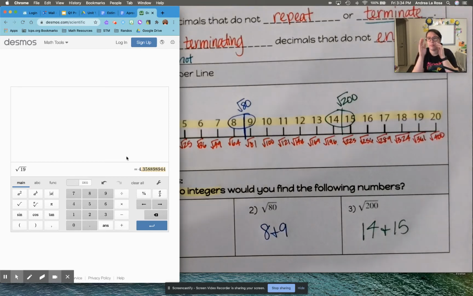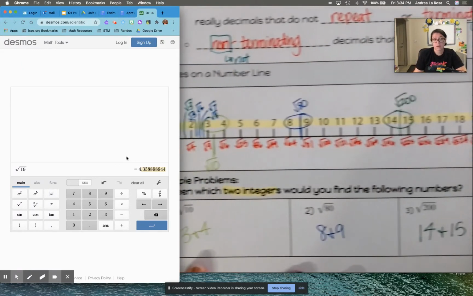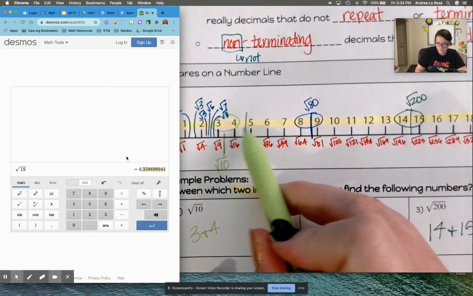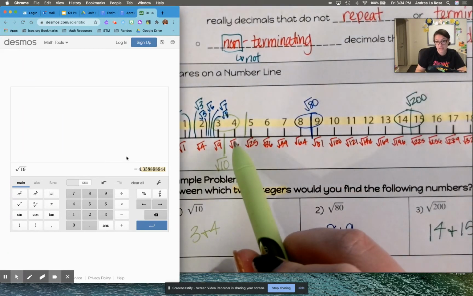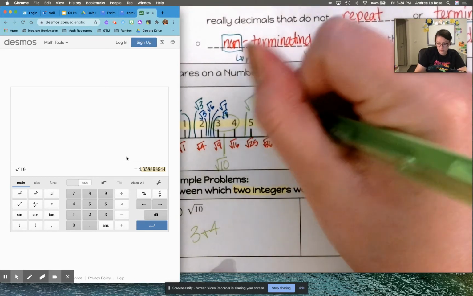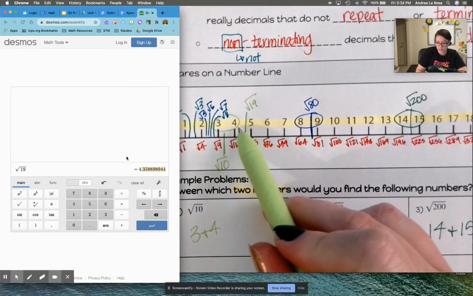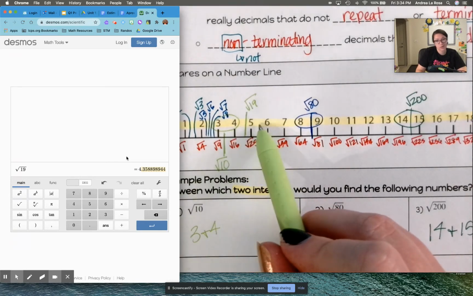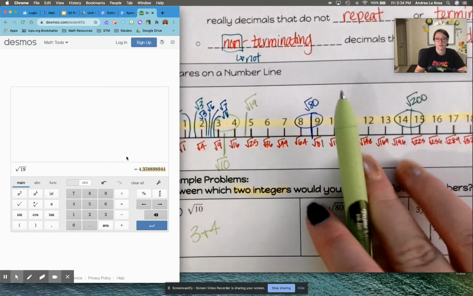If it's 4 point something, what two numbers is it between? Four point something means it's going to be between 4 and 5, because that would be 16 and 25. The square root of 19 is going to be somewhere between 4 and 5, because it's 4 point some decimal. It's not quite 5 yet, but it's bigger than 4.